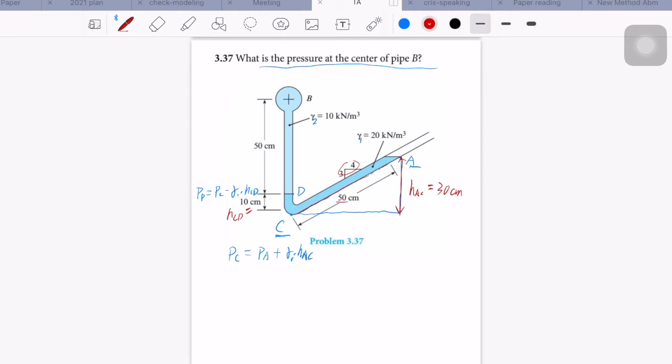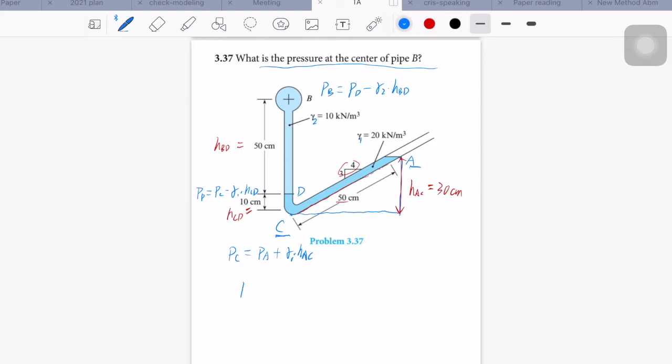At the last, we need to determine the pressure at the center of pipe B. We know point B is higher than point D, so we need to add the negative gamma times H. So PB should be equal to PD minus gamma 2 times HBD. And from this figure, we know HBD should be equal to 50 centimeters.